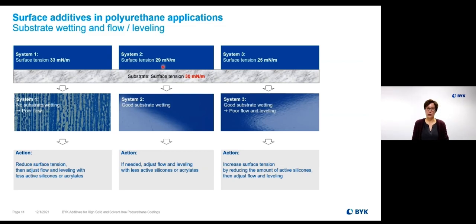Go back to system 2. Here the surface tension is only 29 millinewton per meter, so just below the surface tension of our substrate. And we have a good substrate wetting, and you see that we also have a very nice leveling. If needed, we can adjust the flow and leveling with less active silicones or acrylates.